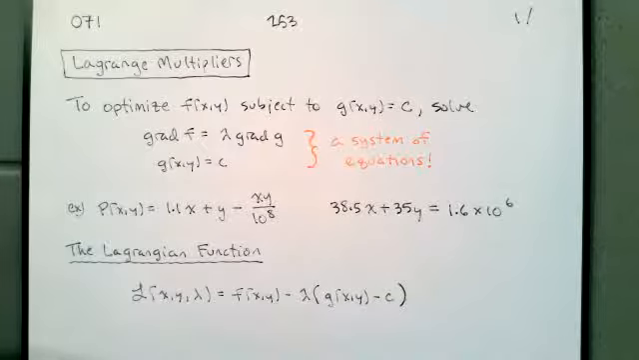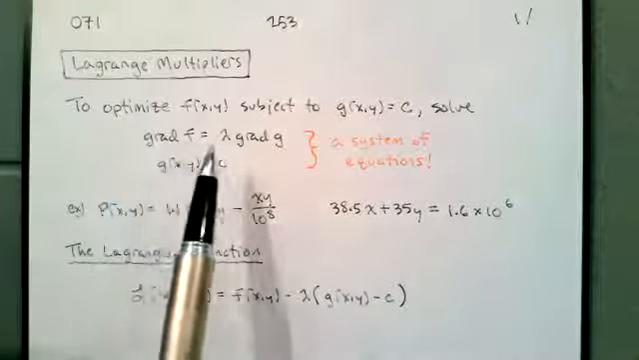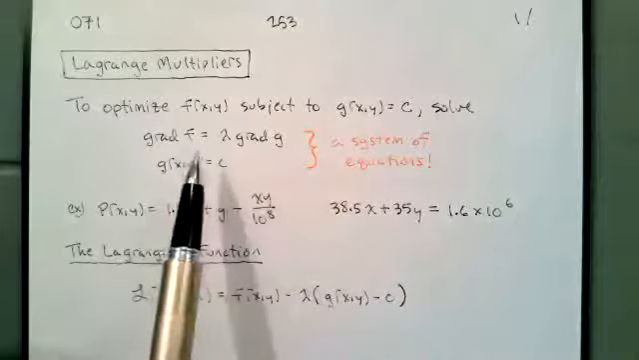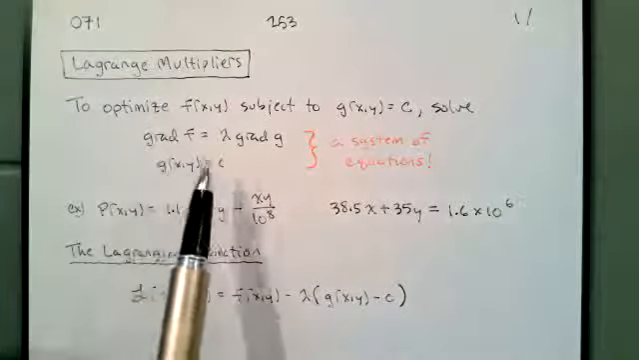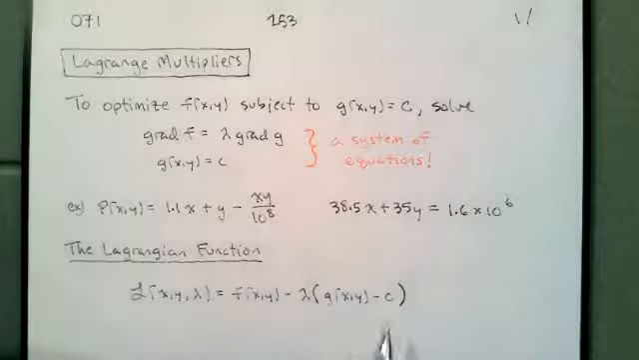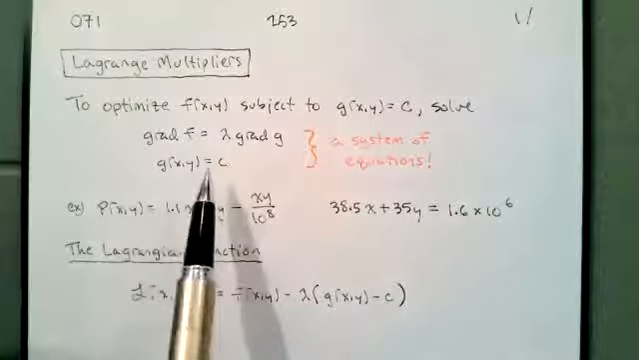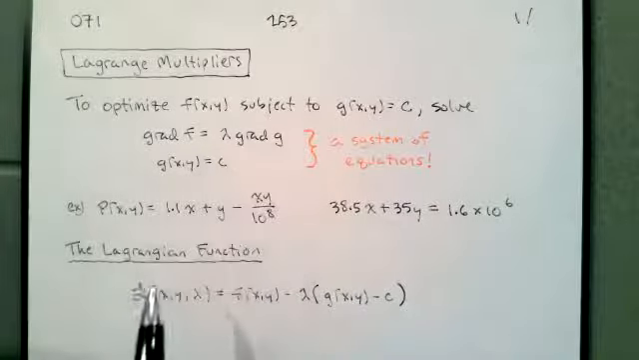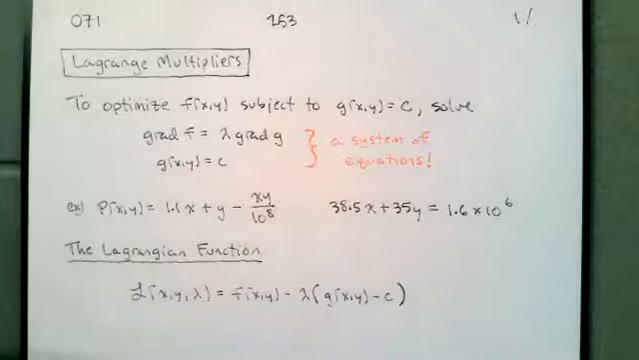Notice that this really comes from the gradient of f equals lambda times the gradient of g. Imagine putting those two things on one side of the equation: the gradient of f minus lambda times the gradient of g equals 0. And then imagine doing that with this constraint function, g of x, y minus c. That comes from g of x, y equals c, and subtracting c from both sides and making one expression out of it.